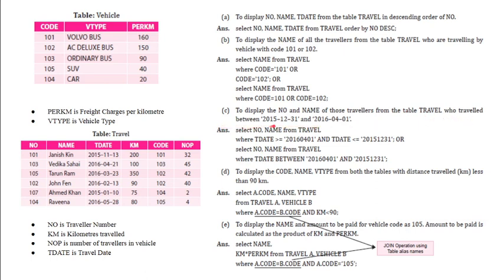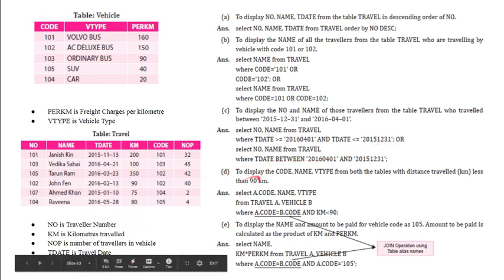Next question is to display the number and name of those travelers from the table travel who traveled between 2015/12/31 and 2016/04/01. We have to display the number and name, both from the same table. So we can write select number, name from travel where T date between this and this, or T date greater than this and T date less than this.